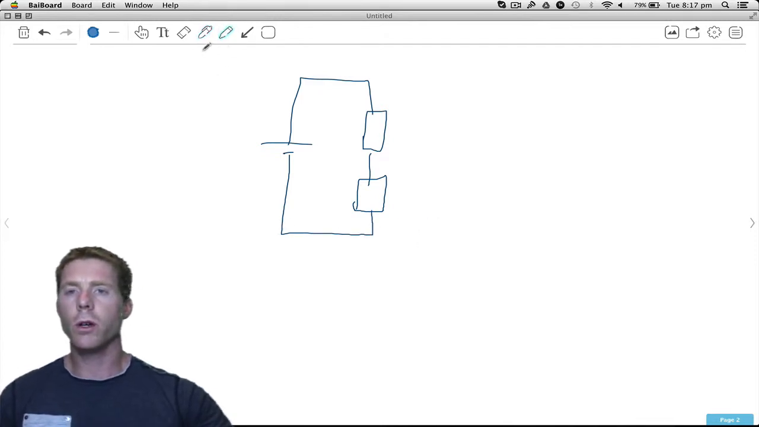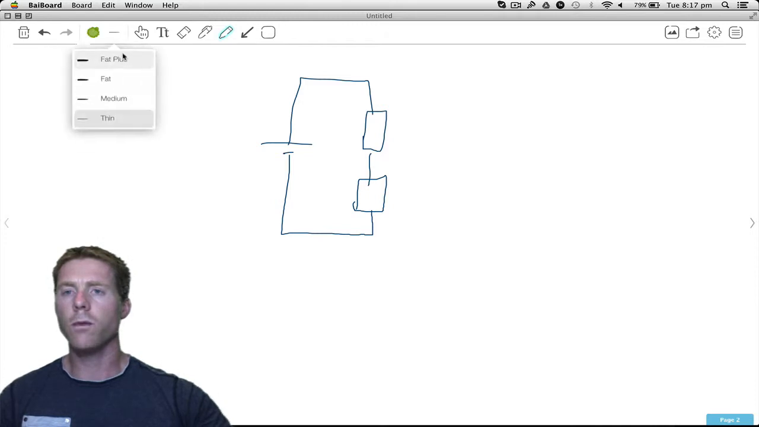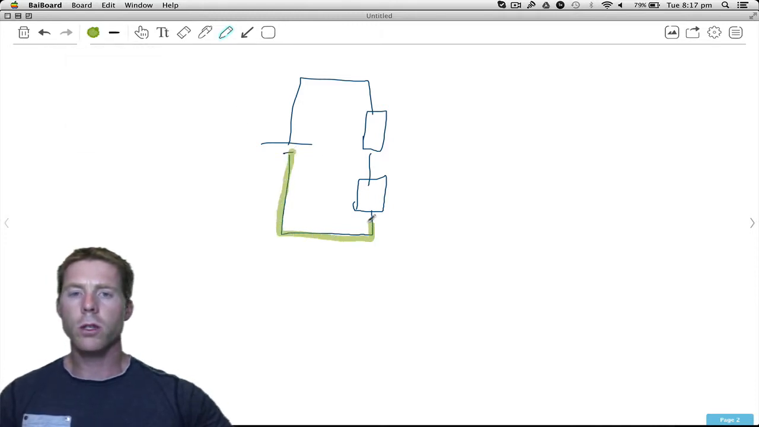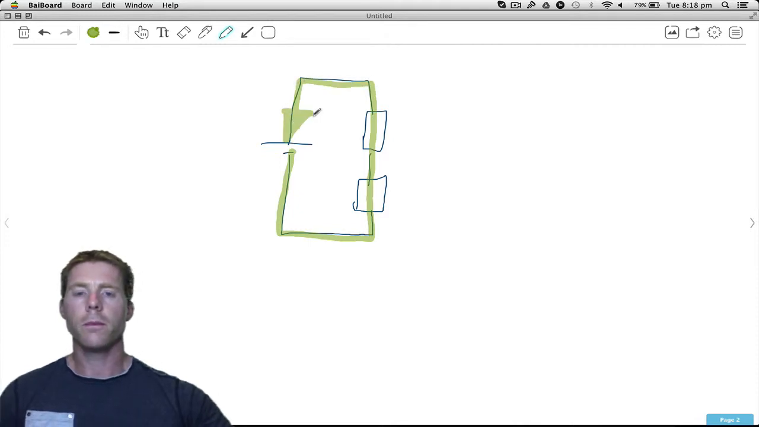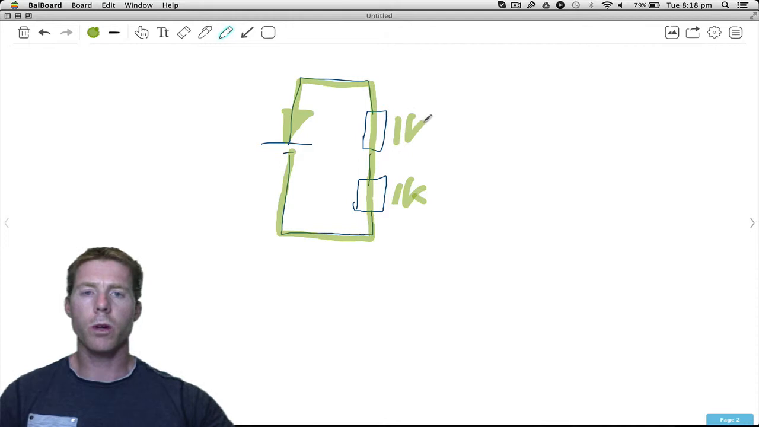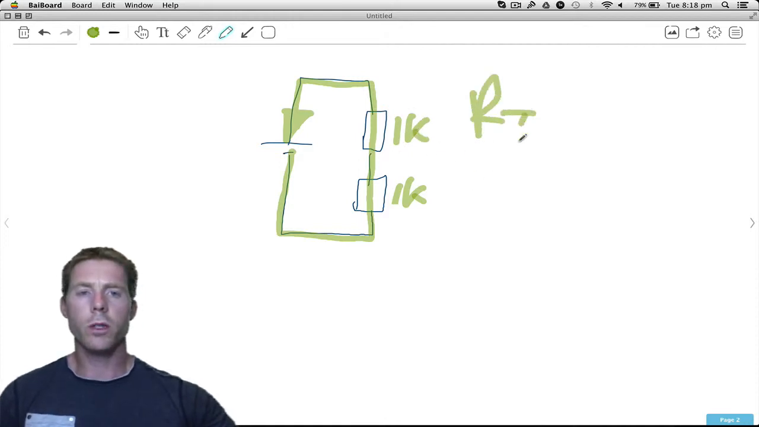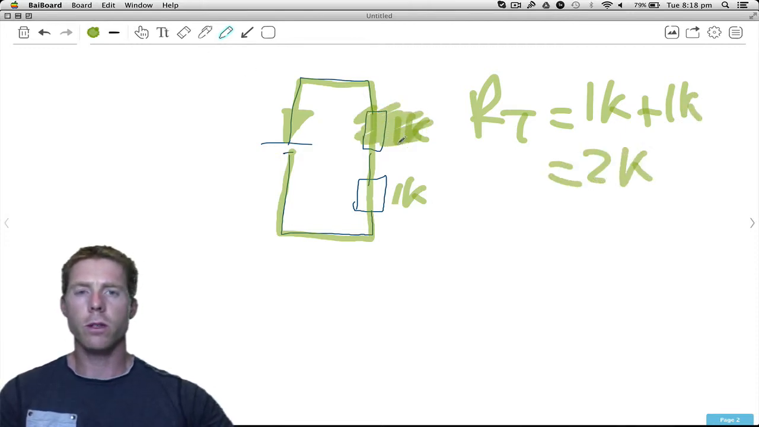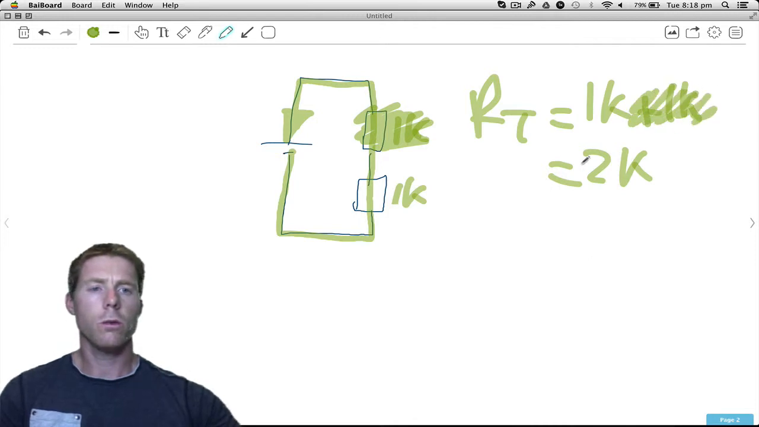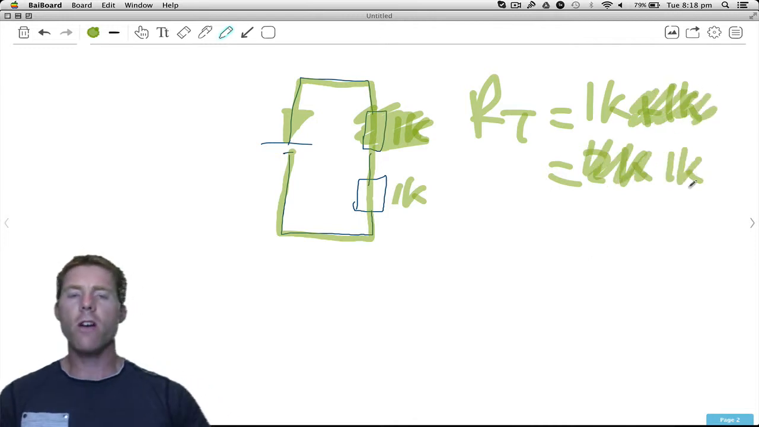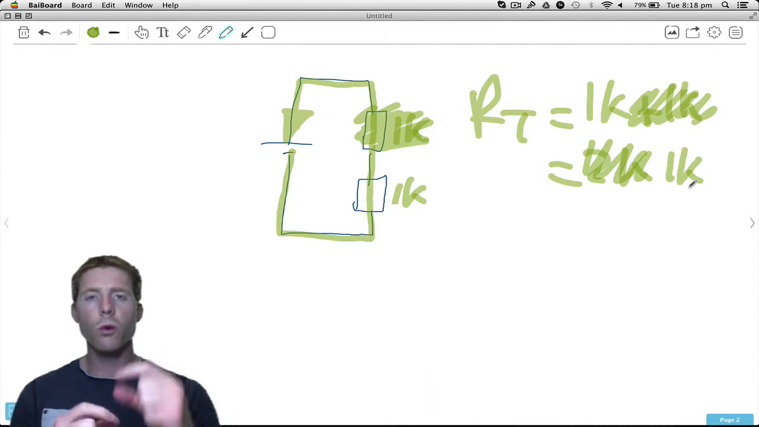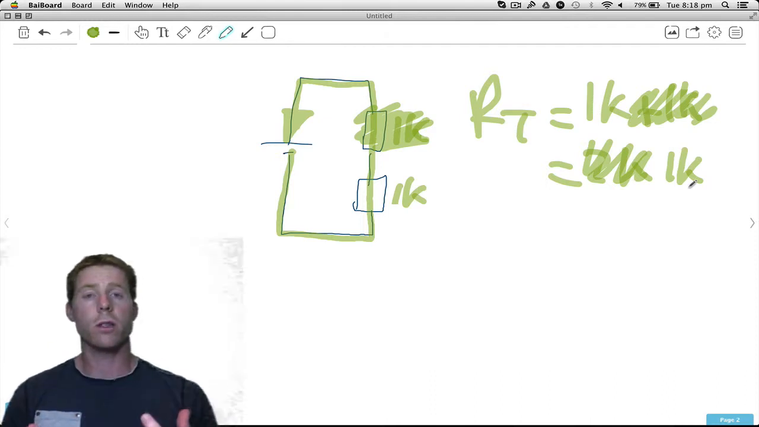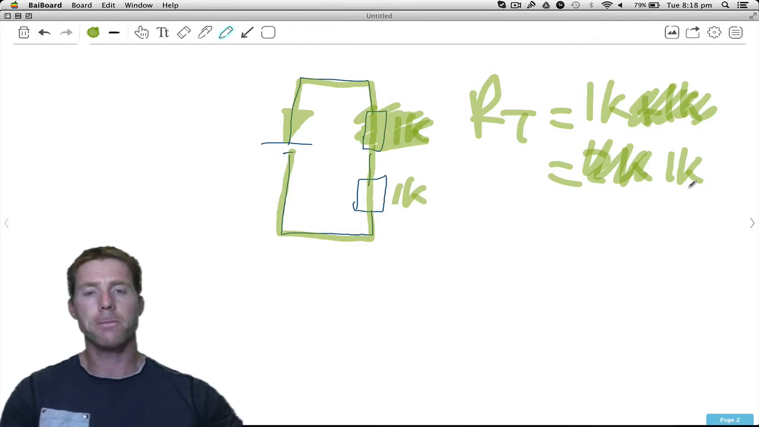And we found with this type of circuit that all of the electrons would leave the negative terminal. They must go through this resistor and they must go through that resistor as well. So if this was 1K and this was 1K, we found out that the total resistance is going to be 1K plus 1K, which is 2K. But if we were to get rid of that resistor, we're now just left with 1K. So the more resistors you put in series, the greater the resistance is.